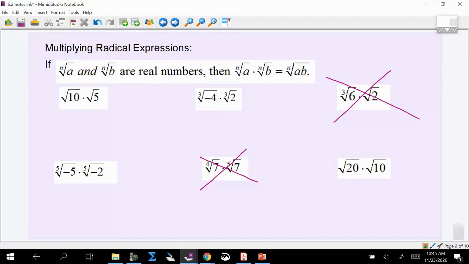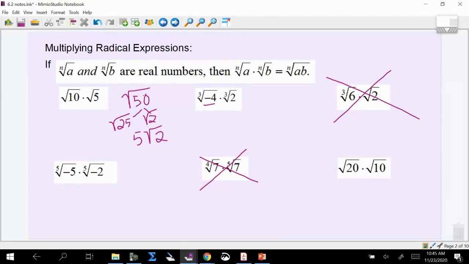So the first one has a square root of 10 and then a square root of 5. When I multiply the square root of 10 times 5, I get 50. And then I'm going to break that down using that list that we just talked about. 50 breaks down into 25 times 2. Square root of 25 is 5, so we get 5 root 2. And we did questions like this in previous chapters.